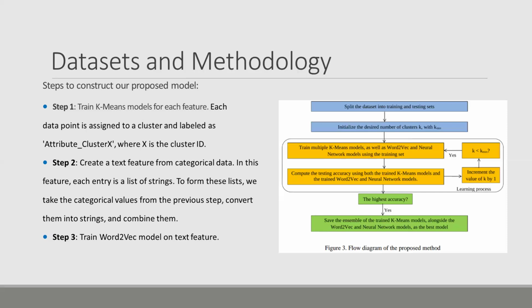In step 3, we utilize the Word2Vec technique, which creates continuous vector representations of words that capture their semantic relationships. We train the model on the text feature created in step 2. The dimensionality of the word vectors is set to 300, a standard choice based on existing research. Parallel processing is also employed to speed up the training.